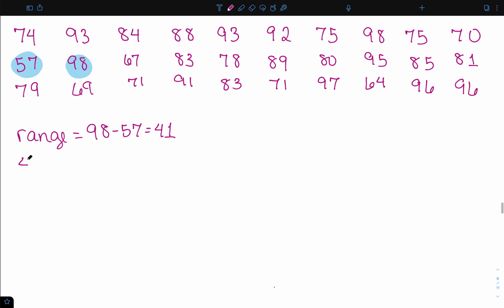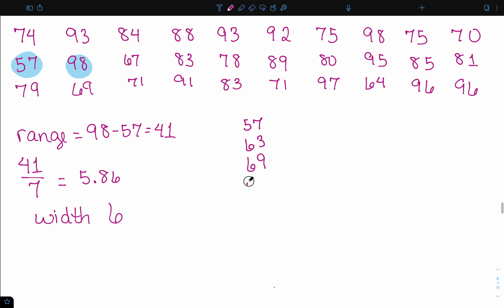This really depends on the data, and for this one, we'll say we're going to do 7 classes. So we'll divide by 7 to get approximately 5.86. So this tells me that my width, I'll round this number up to be 6. For my classes, I'm going to start at 57, add 6 to get 63, add 6 to get 69, add 6 to get 75, add 6 to get 81, add 6 to get 87, and add 6 to get 93, so that I now have 7 classes.